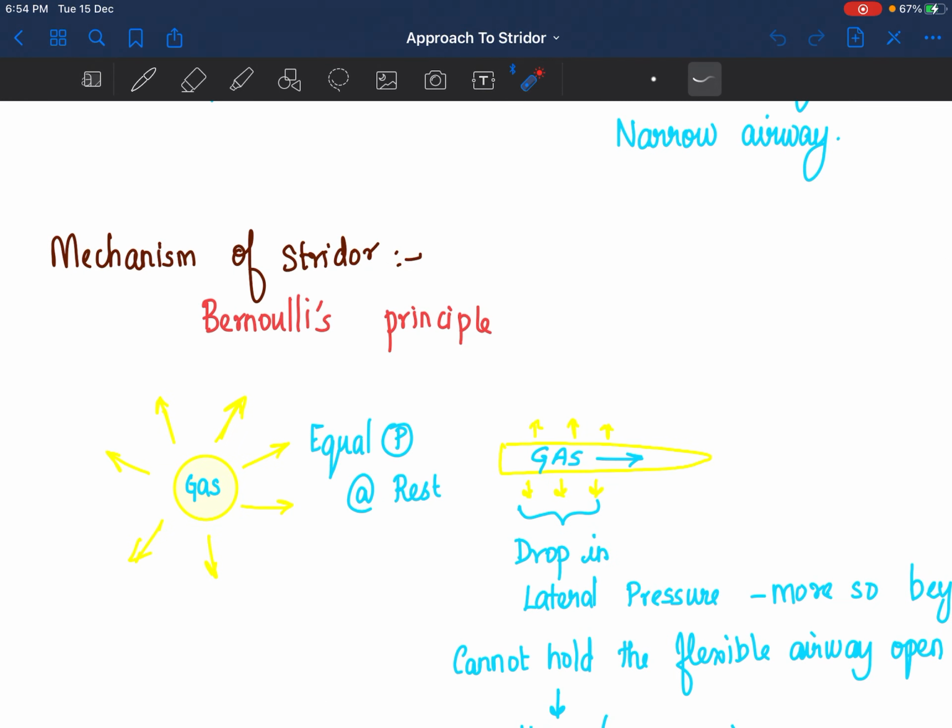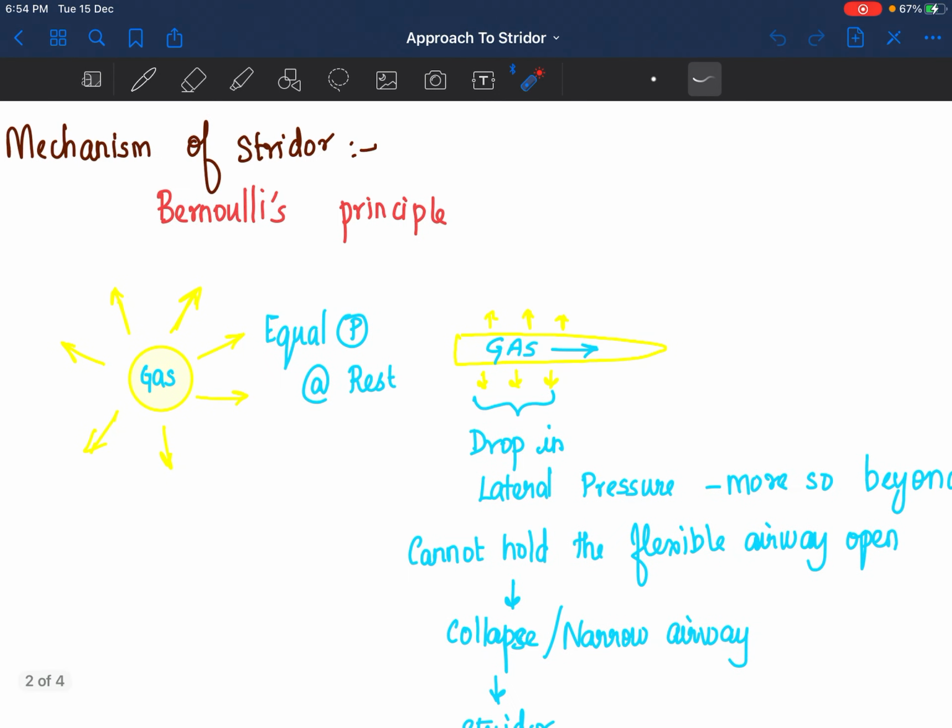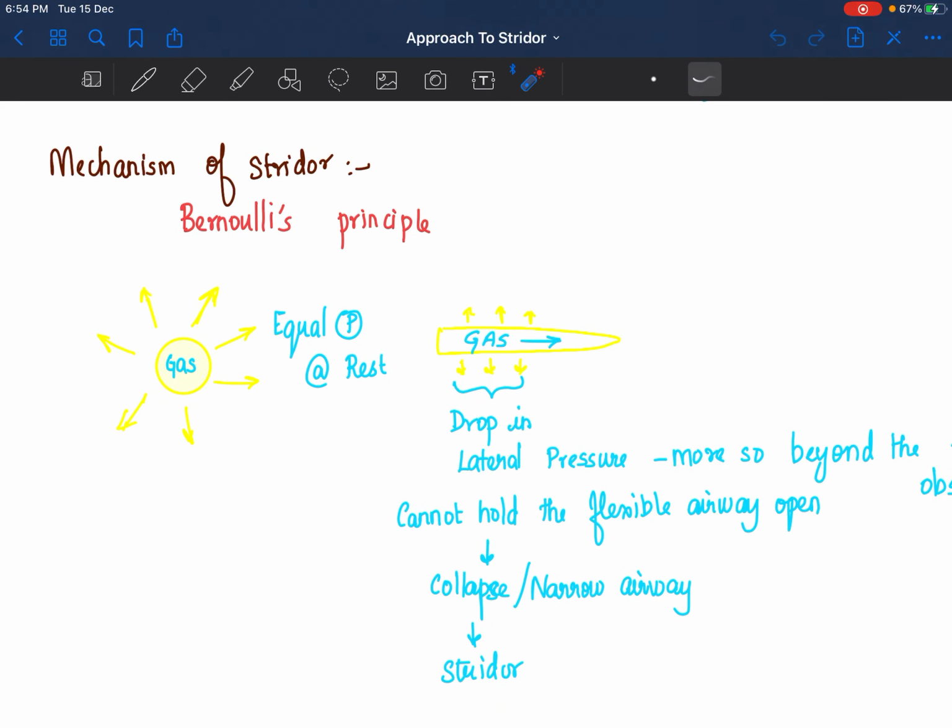What's the mechanism of stridor? Stridor is secondary to the Bernoulli's principle. Doesn't matter if you don't remember the physics, we'll recall it together. Normally, a gas at rest exerts pressure equally in all directions. Suppose this gas is going to go in one particular direction. So what happens? The pressure on the lateral aspects reduces. This is the pressure that is supposed to keep the airway wall open. If this pressure is going to reduce, then you have the possibility of the walls collapsing on itself.